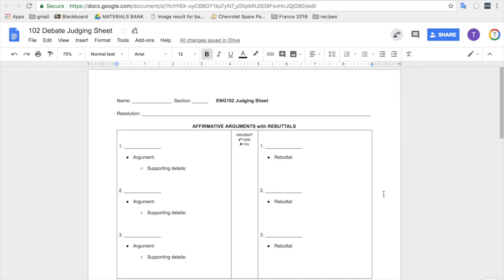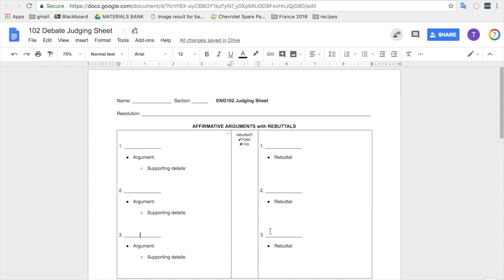So just write your name, section, write the resolution at the top of the page too, and at the beginning of the lesson, your teacher will give you the 3 or more main arguments from each side. So just write in those arguments, and then write the name of the person next to each argument too.